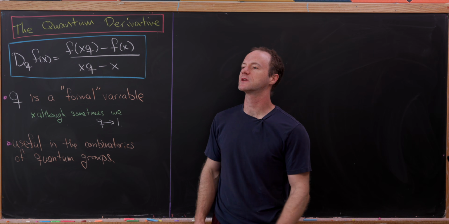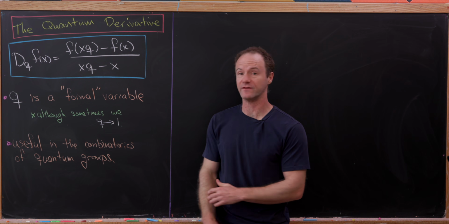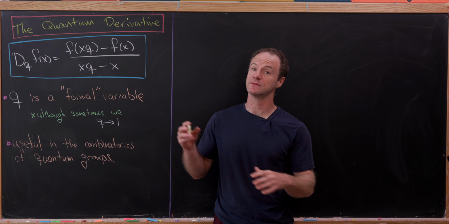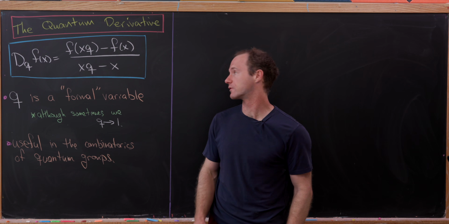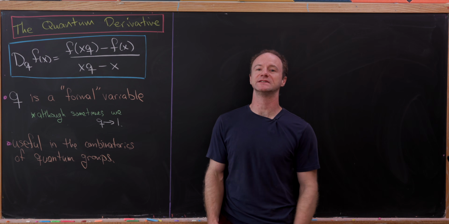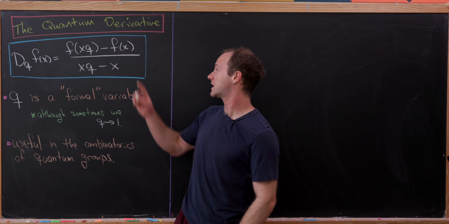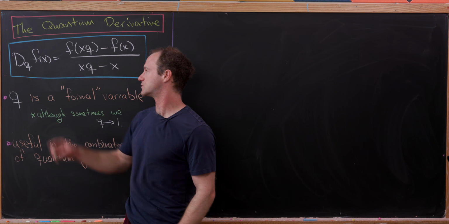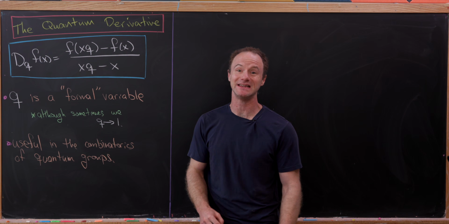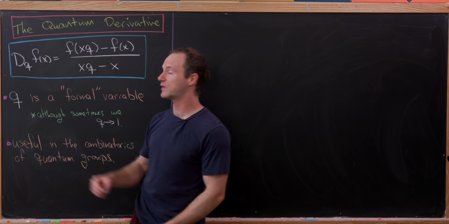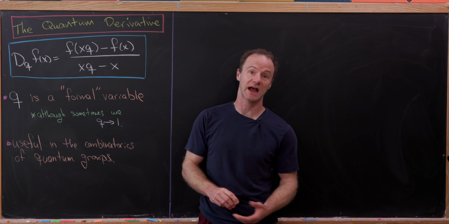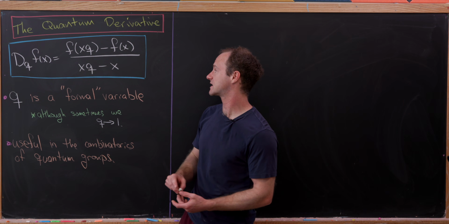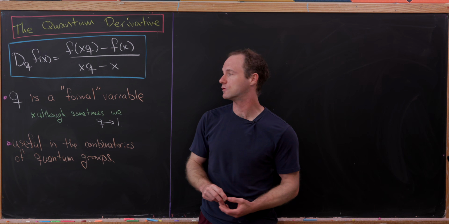Today I want to look at something known as the quantum derivative, and we'll do some basic examples and look at how it relates to the normal derivative. Okay, so what is this quantum derivative? Well, here it is. I'll say that the quantum derivative operator is denoted by d sub q, and if you apply that to a function f of x, you get f evaluated at x times q minus f of x over x times q minus x.